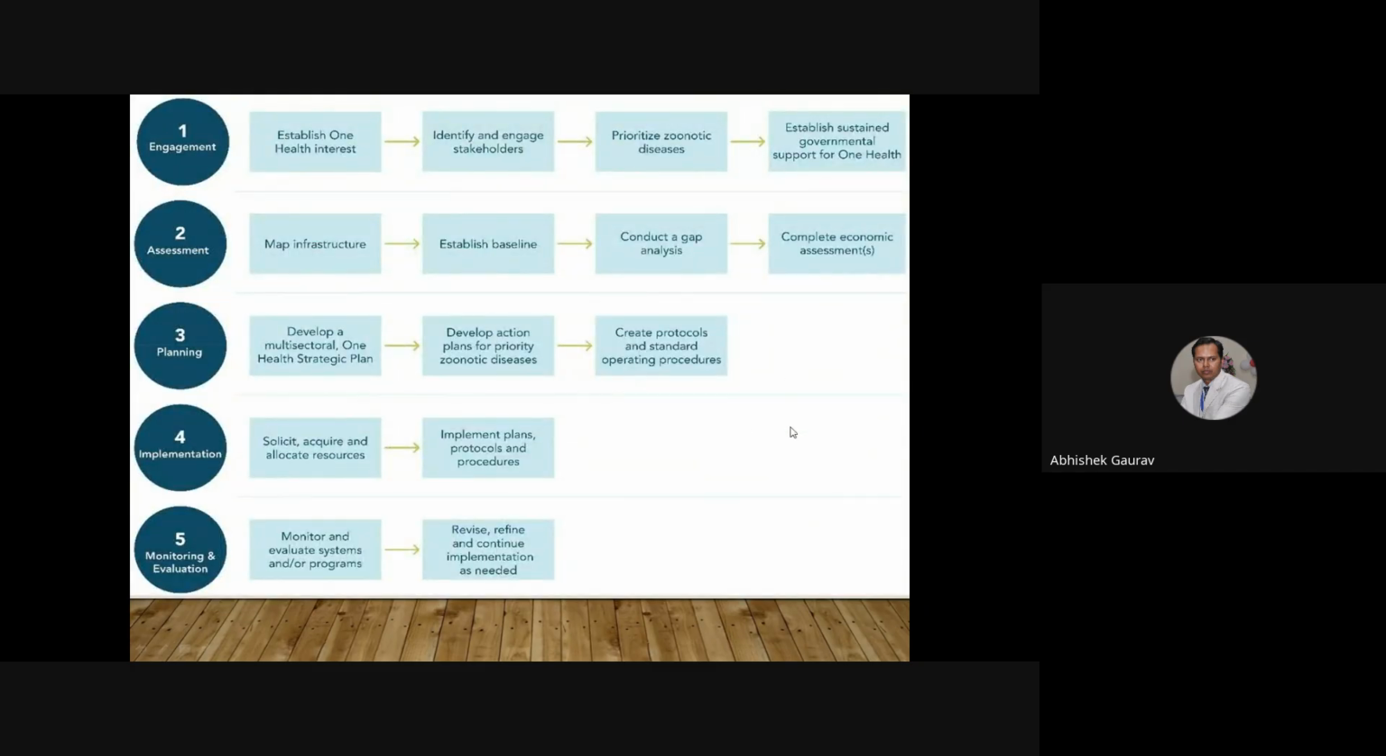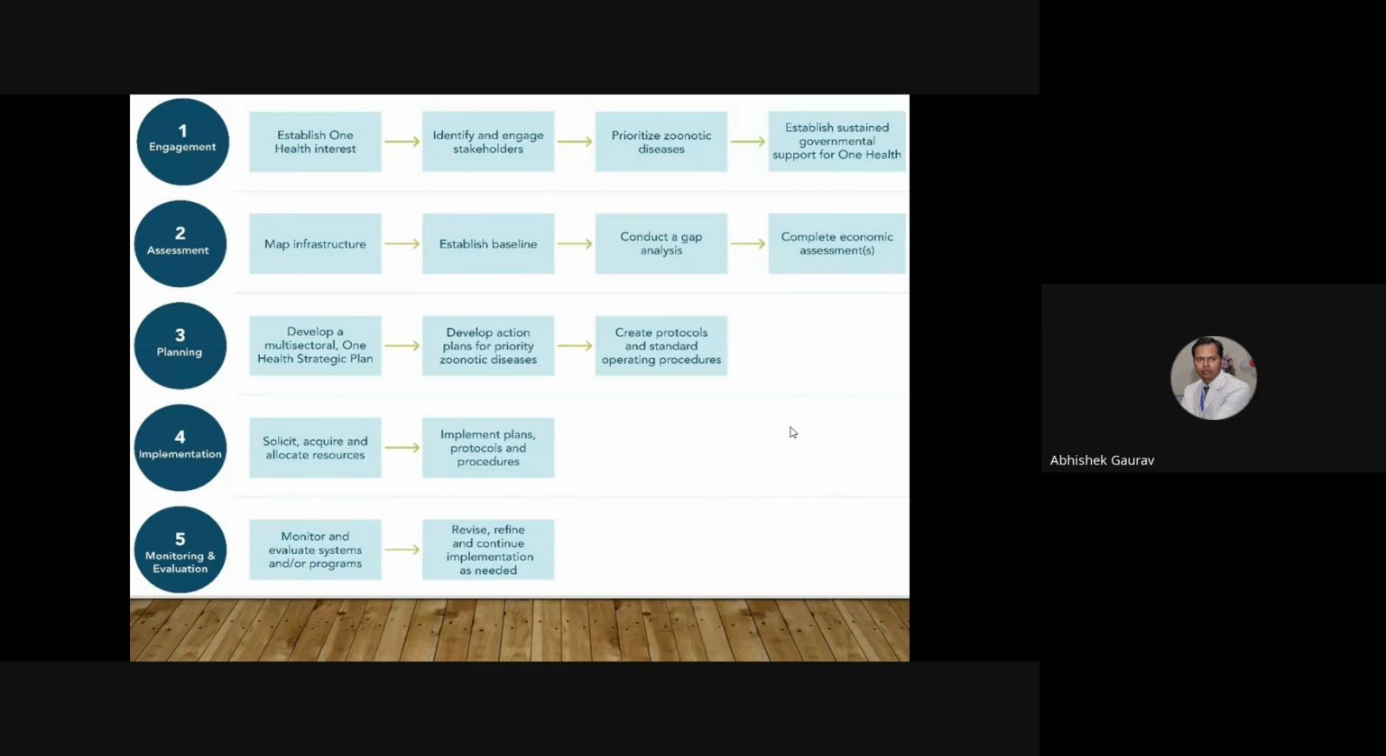Now, what do we have to do? First is engagement. Engage all the stakeholders. Identify them. Prioritize the zoonotic diseases, which are of high priority and which are of least priority. This is the first part, that is the engagement.